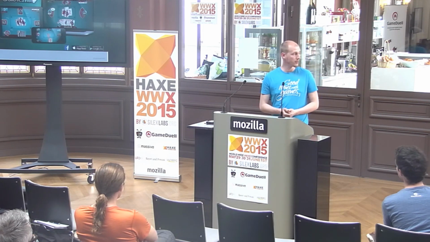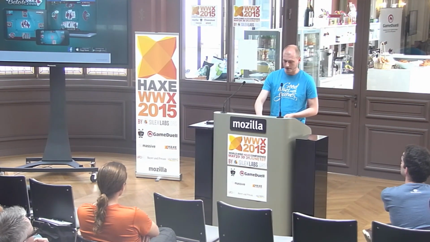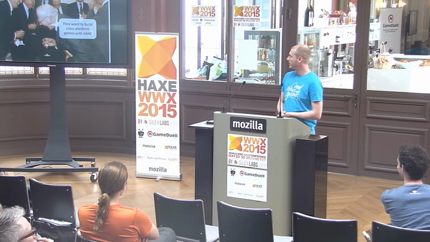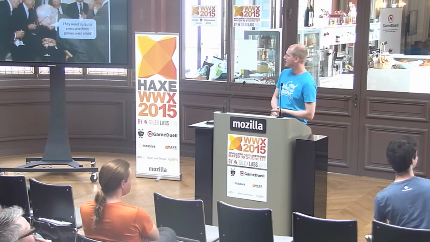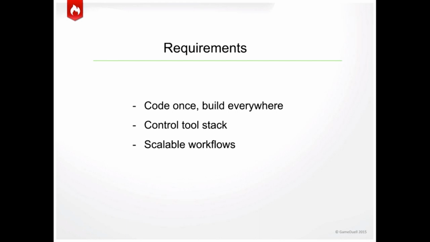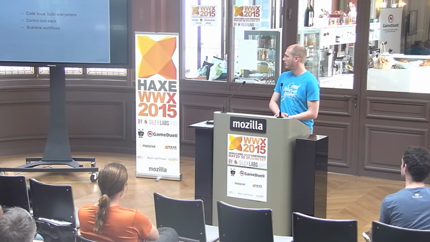So we came here last year, and we tried to use Hex, but the initial response was not that good. They said, you want to build cross-platform with Hex? So it was not that good. Many people at the company were skeptical about how to do it, what to do with that, how can we build it. So we had to actually solve some tasks with that. We wanted to level up, but we had some requirements. Those requirements were: we want to code it once, we want to build everywhere. We want to control our own tool stack, and don't want to be dependent on other companies which have no open source. And we actually needed scalable workflows.